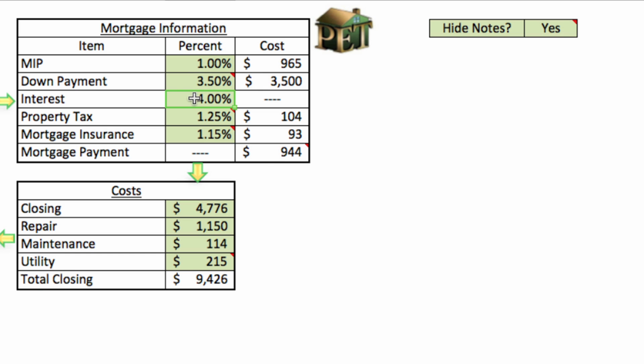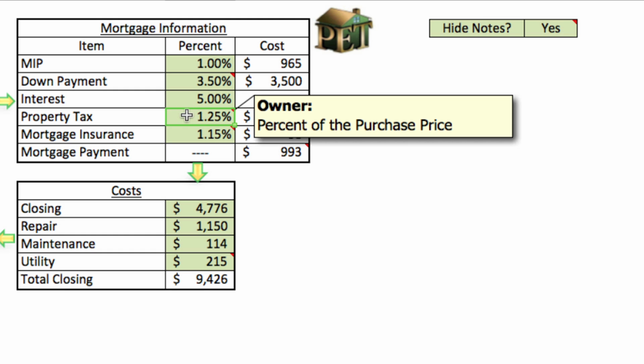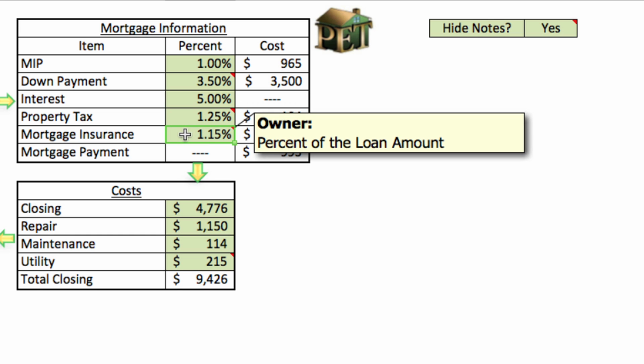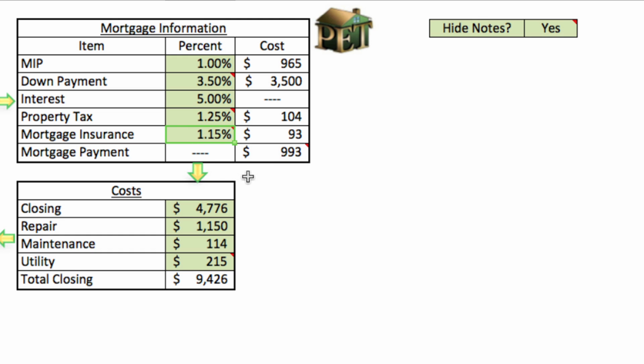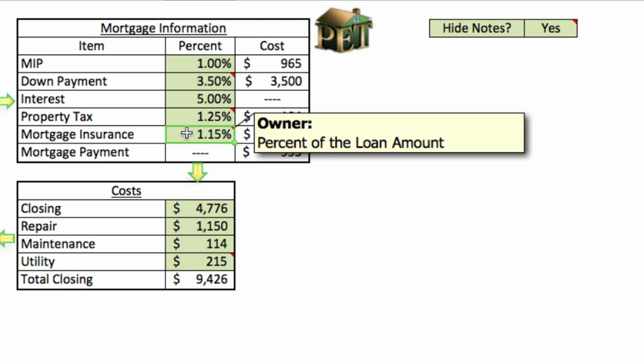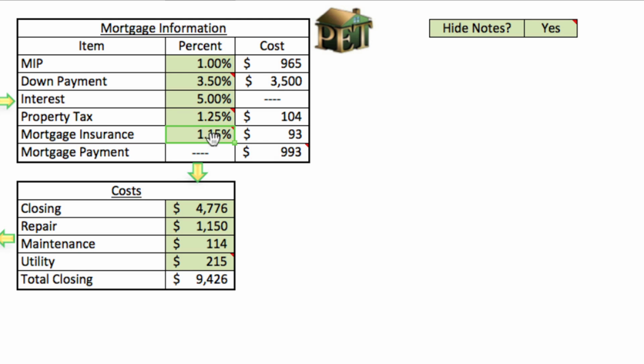Next is the interest, which is the interest on the loan. Right now, and as I record this in October 2011, the rates are very, very good. And I'm just going to go ahead and run actually a pessimistic case and put 5%. Next is the property tax, which I have set here at 1.25%. And then the mortgage insurance, which is also set by HUD and is currently 1.15% for an FHA loan. But you can always, of course, change these whichever situation you're in and whatever governs your case.